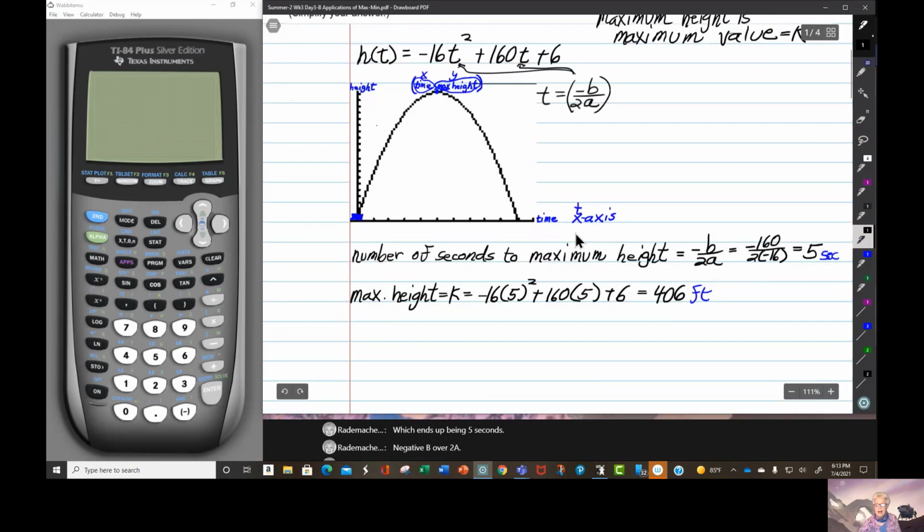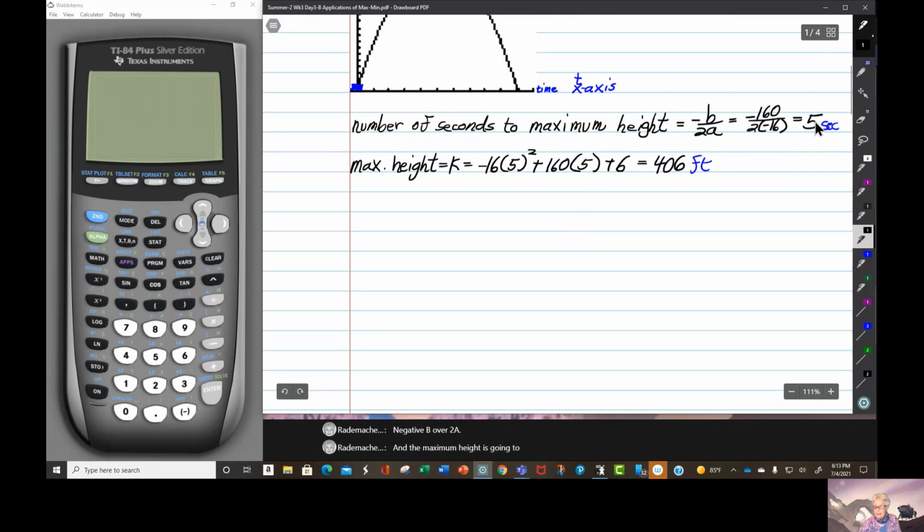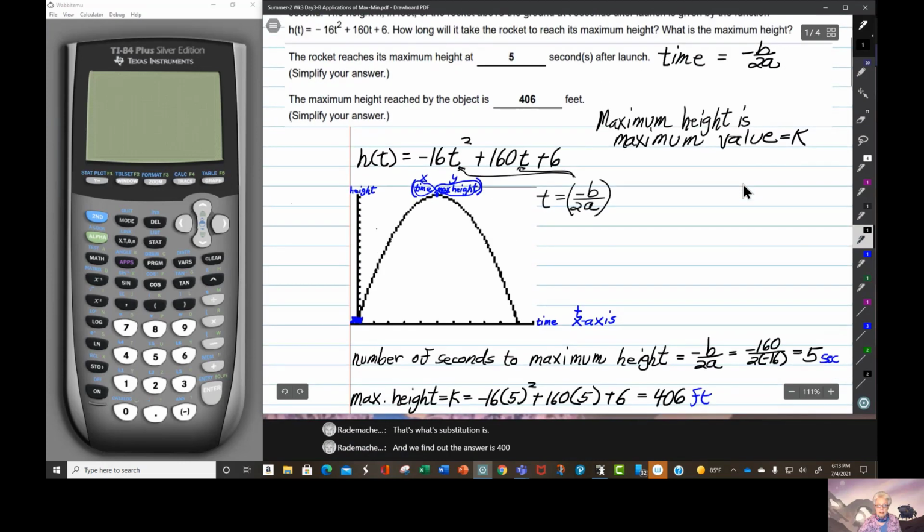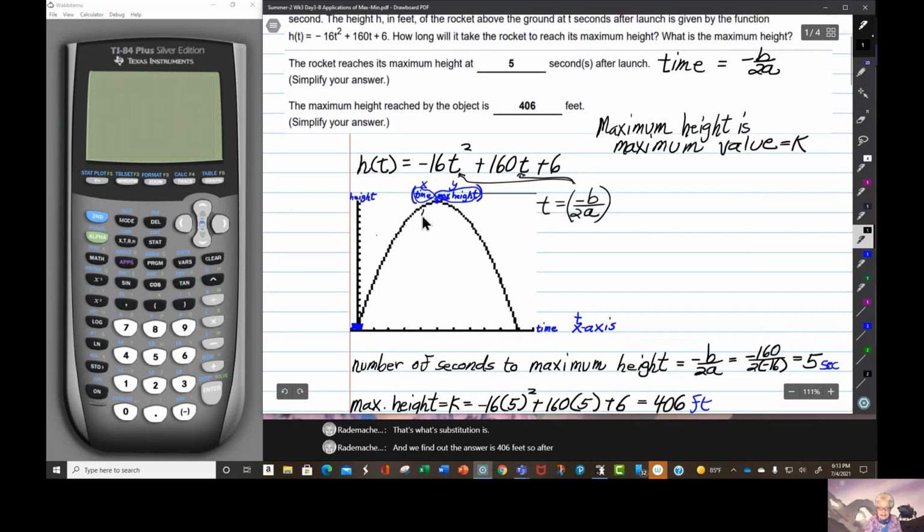And the maximum height is going to be what you get when I take 5 and substitute it for every t. I just think of it as putting it in for the t. That's what substitution is. And we find out the answer is 406 feet. So after 5 seconds, our little toy rocket will be 406 feet above the ground.